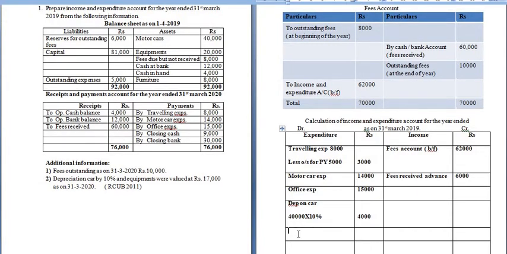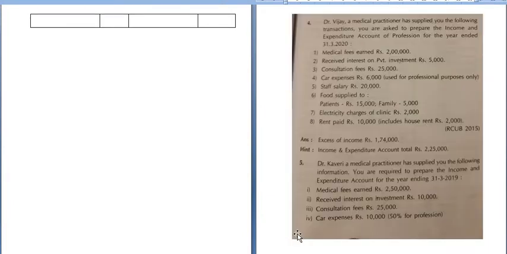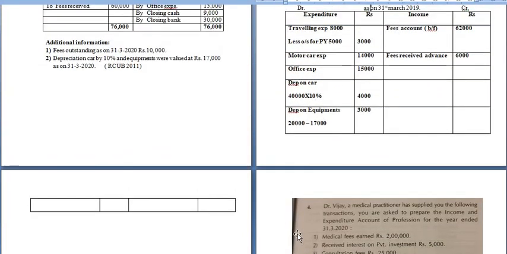After that, depreciation on equipments. Actually, the equipments opening balance is 20,000, minus 17,000. The answer is 3,000, which is the depreciation. Is it clear? So again, next is what?